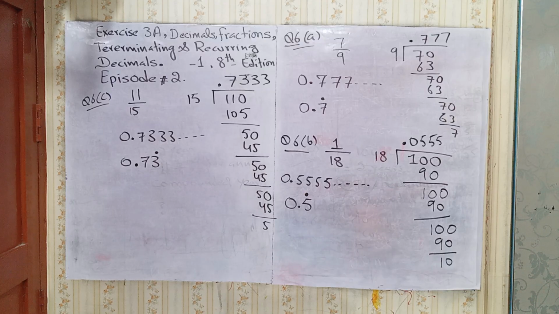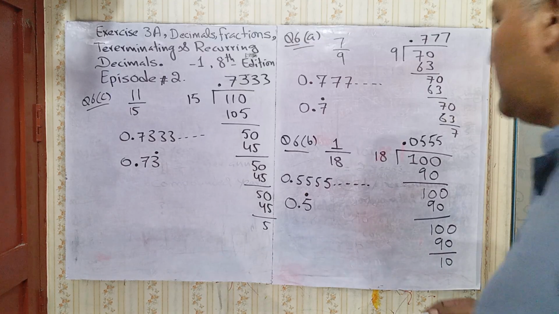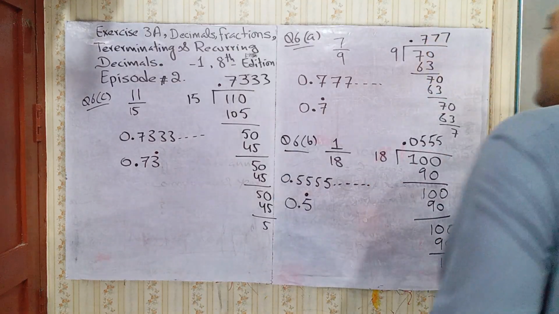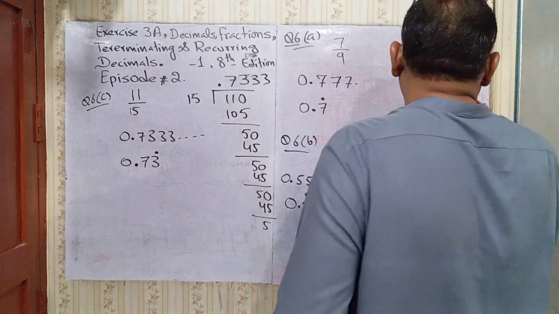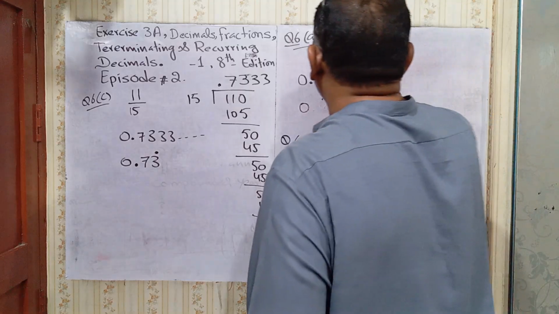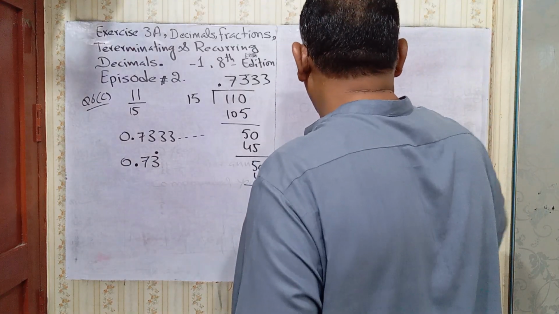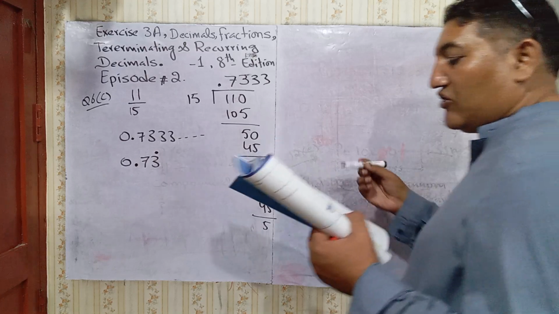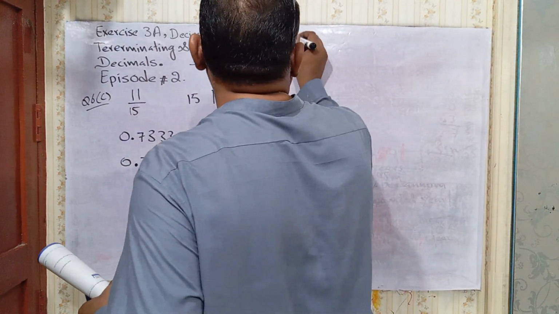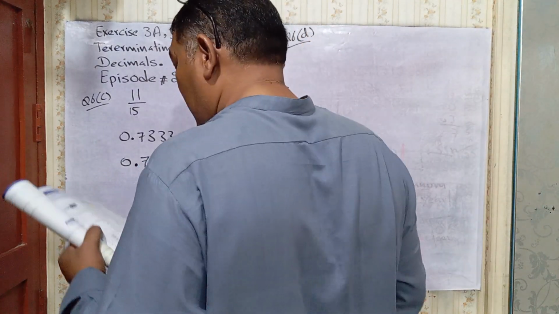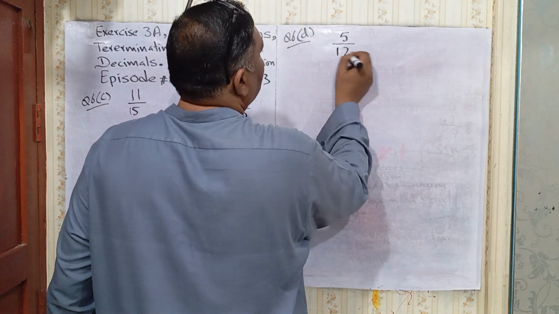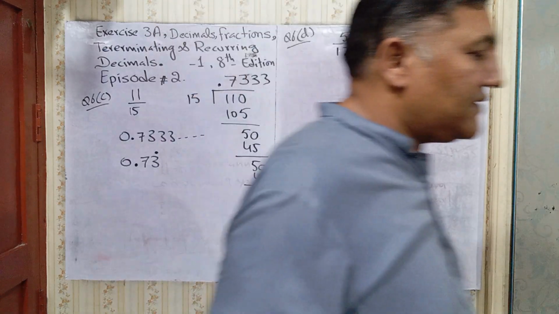Now we have the question number 6, and it's D part. Let me clear this. Question number 6, and it's D part now. Here we have 5 by 12. Okay, 5 by 12. So we have to convert this.